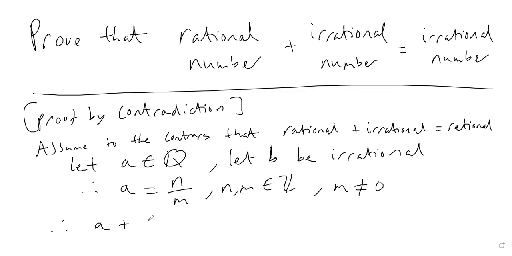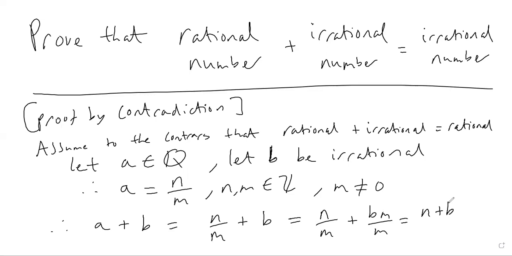So therefore, A plus B is going to be equal to N over M plus B, because A we're going to call N over M. If we combine a common denominator, really this is N over M plus BM over M, which is the same as N plus BM over M, because now we've got a common denominator of M. So N plus BM over M is our result there.